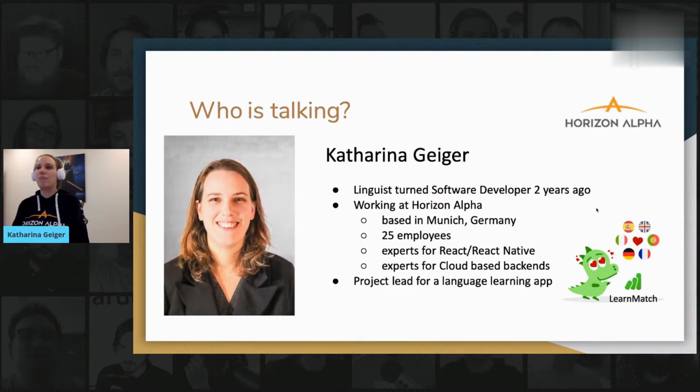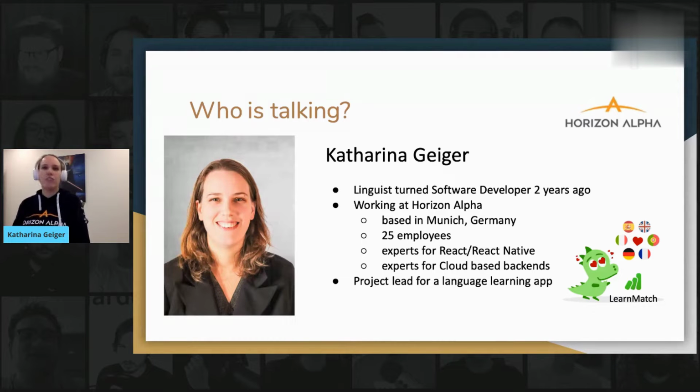As I've already told you, I've only been working as a software developer for about 2 years. I actually majored in general linguistics at the LMU in Munich. I'm currently still working at Horizon Alpha, which is a software development and IT consultant company based in Munich, in Germany. We have about 25 employees right now, but we're constantly growing. We are experts for React and React Native and for cloud-based backend, so we're working with Azure and Google Cloud and AWS.